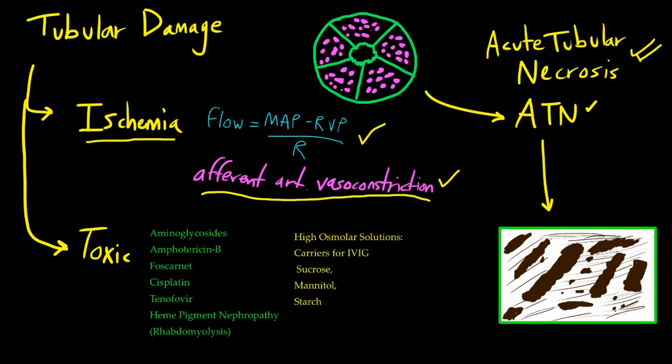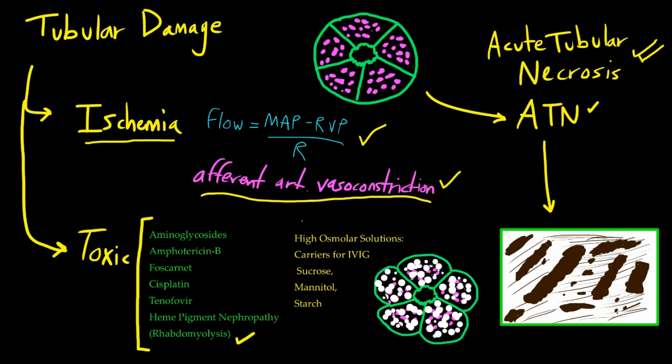And so this is just a representative list of some of the drugs that are known to cause acute tubular necrosis through toxic injury. And rhabdomyolysis is sort of a subset of heme pigment nephropathy. It causes an obstruction of the lumen, but also there's probably some direct epithelial damage as well.